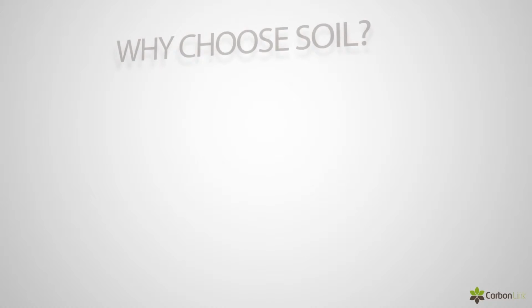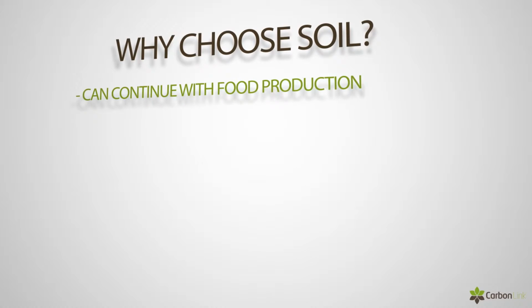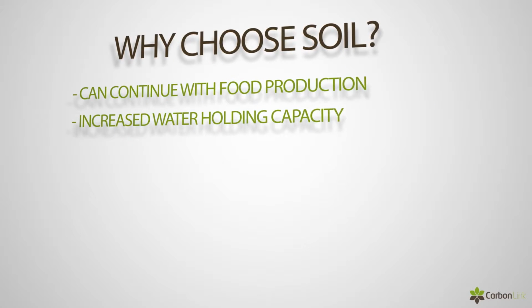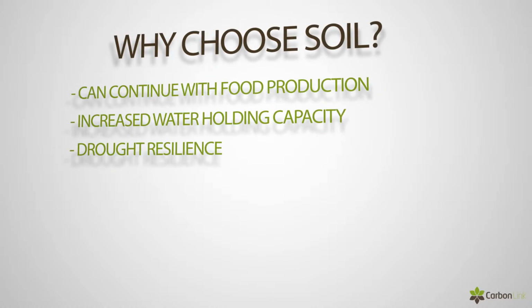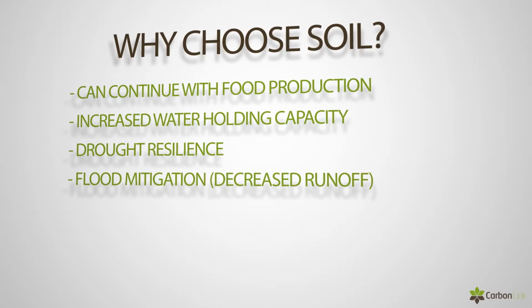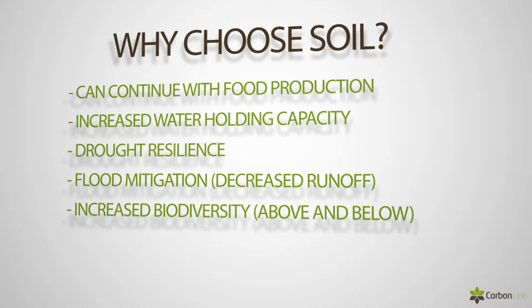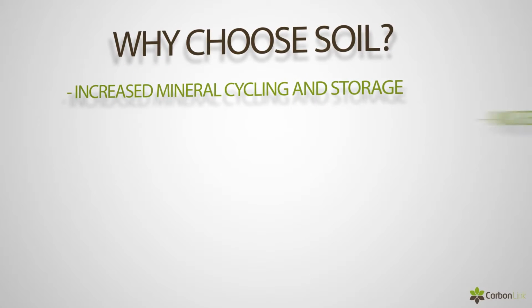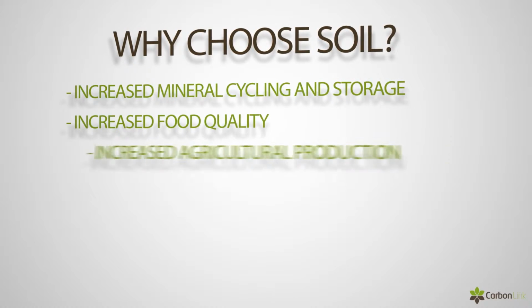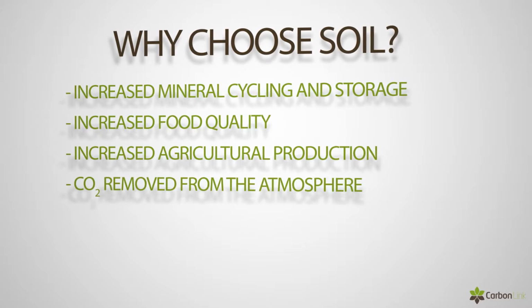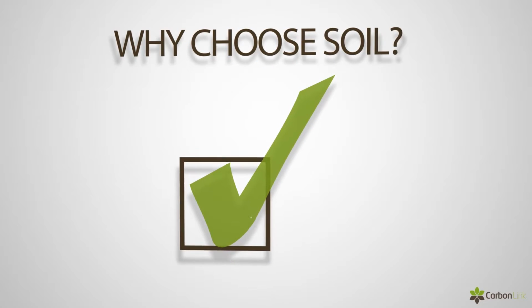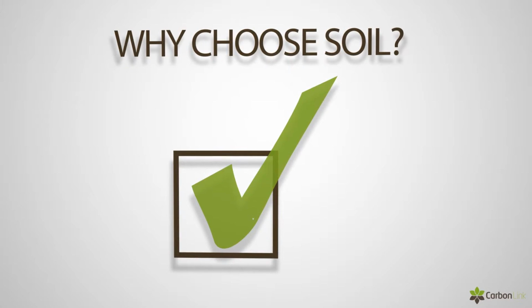So why would we use soil instead of trees? Firstly, we can continue with food production. We can increase the water holding capacity of soils, making soils more drought resilient. We can mitigate floods by decreasing runoff. We can increase biodiversity above and below ground. We increase mineral cycling and storage. We increase food quality. We increase agricultural production, and we remove CO2 from the atmosphere. So when you look at soil carbon, it ticks absolutely every box, and it's a win-win in every direction that you look at. So how does it get into the soil?